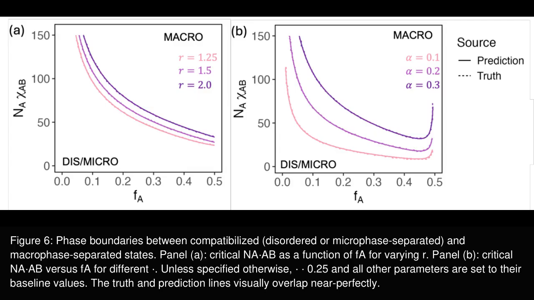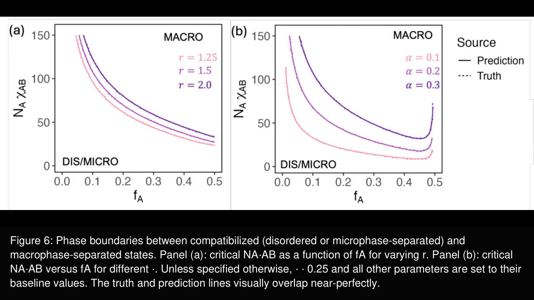Figure 6 shows phase boundaries separating compatibilized states, including disordered or microphase separated states, from macrophase separated states. Panel A plots the critical chemical incompatibility parameter Na-cap-Ab as a function of polymer fraction Fa for varying chain length ratios R. Panel B shows critical Na-cap-Ab versus Fa for different values of interaction parameter alpha. Unless stated otherwise, alpha is set to 0.25, and other parameters hold at baseline values.